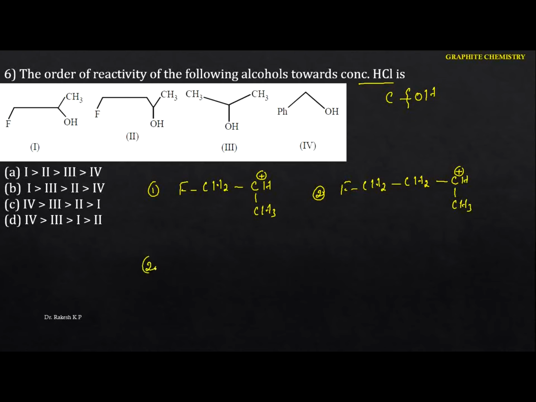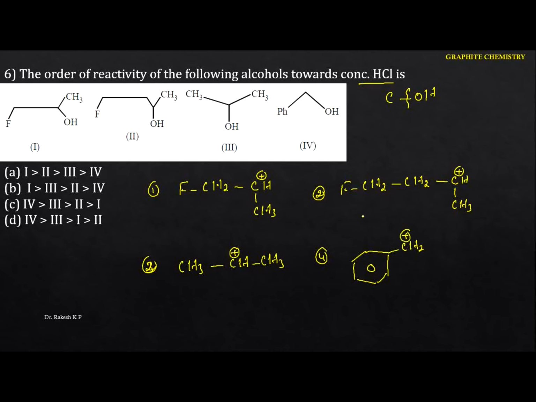And for the next one, I'm just going to indicate the carbocation here. This is the CH, this is the plus. So this is the third one, and here is the CH3. And for the fourth one, just identify that Ph is nothing but the phenyl. So here we are going to have the CH2 plus.